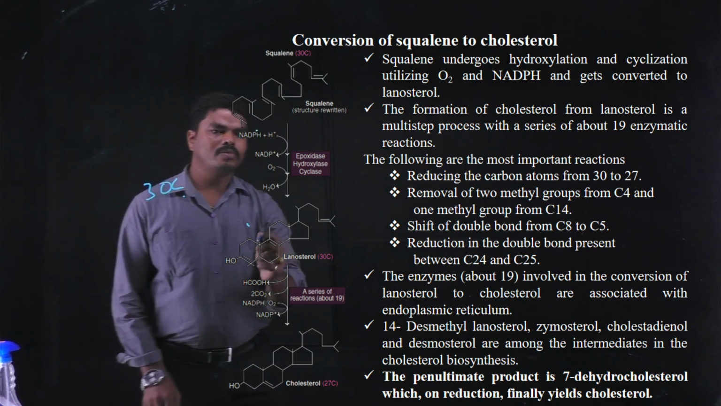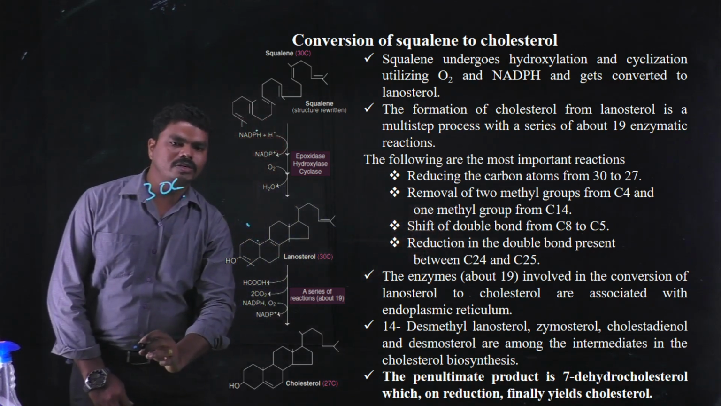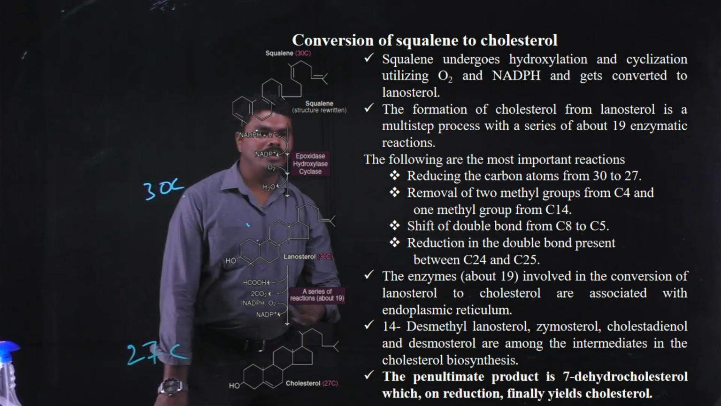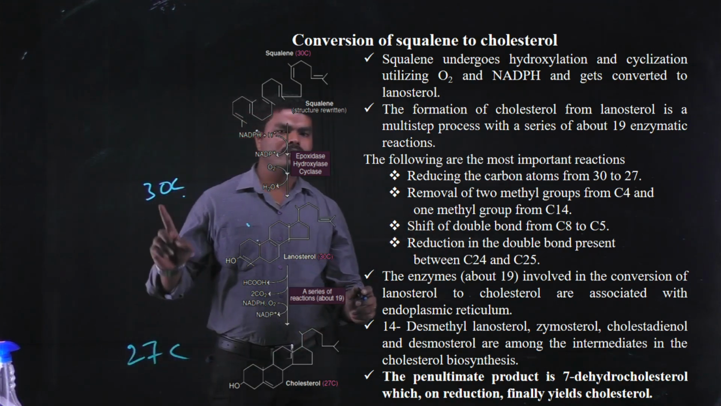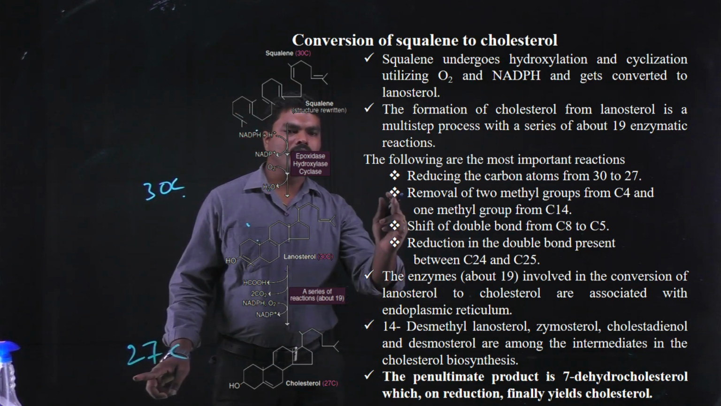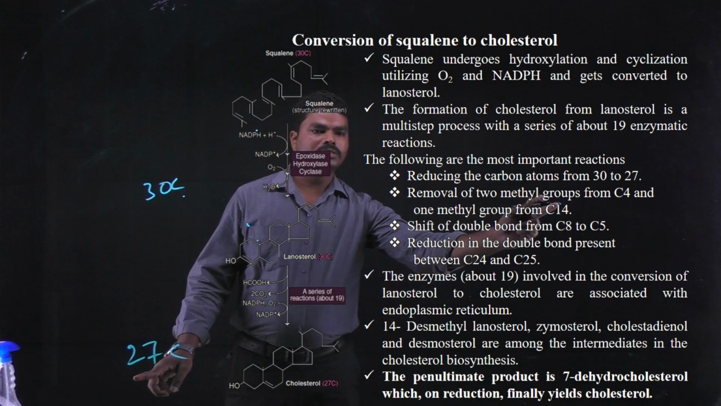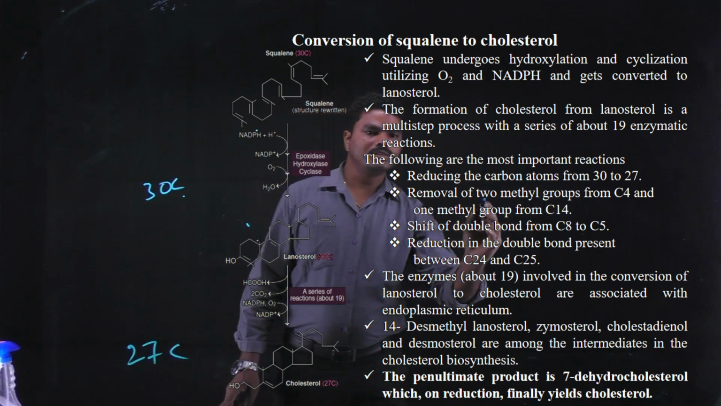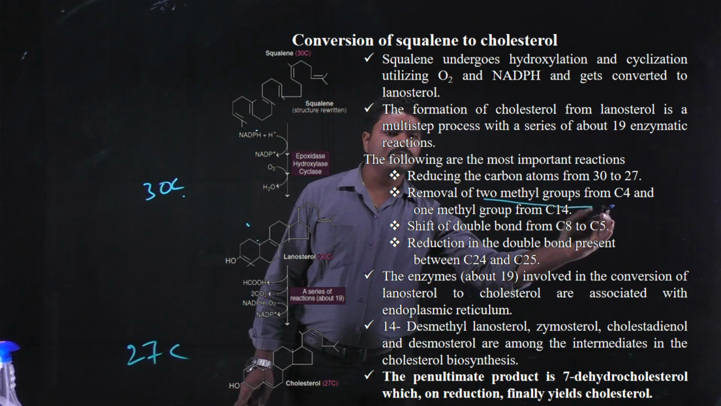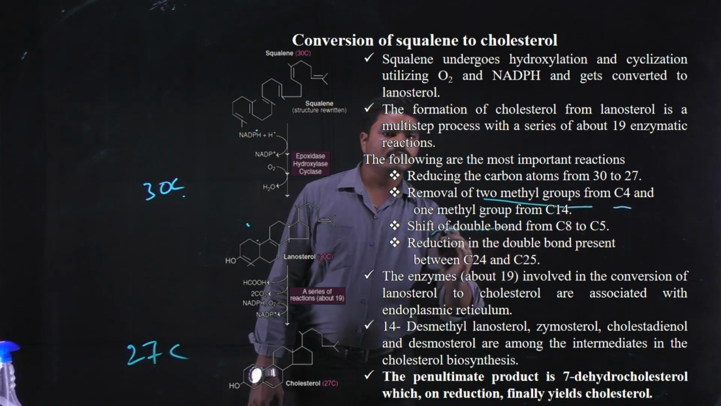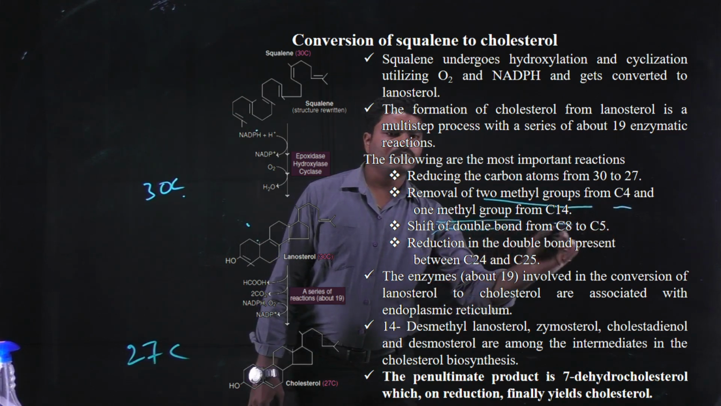So these 30 carbon compounds will be converted into a 27 carbon compound, since cholesterol is a 27 carbon molecule. There is a conversion of a 30 carbon molecule to a 27 carbon molecule, with removal of two methyl groups from the fourth carbon atom and one methyl group from the 14th carbon.